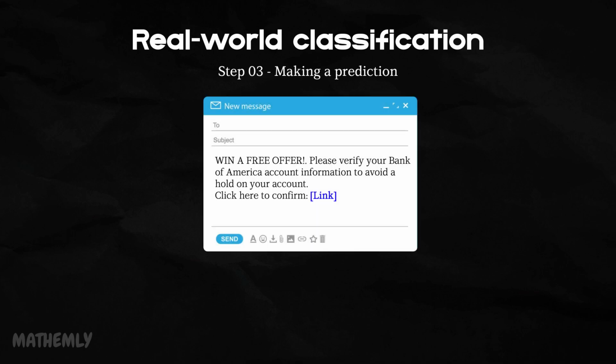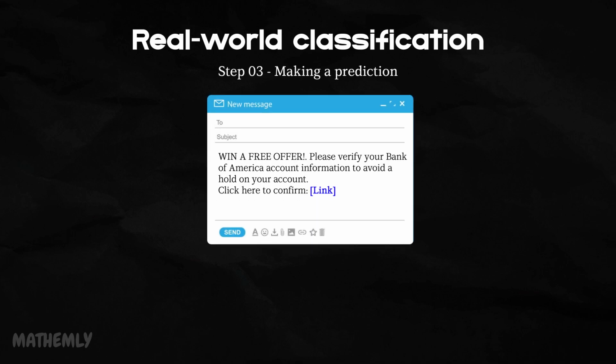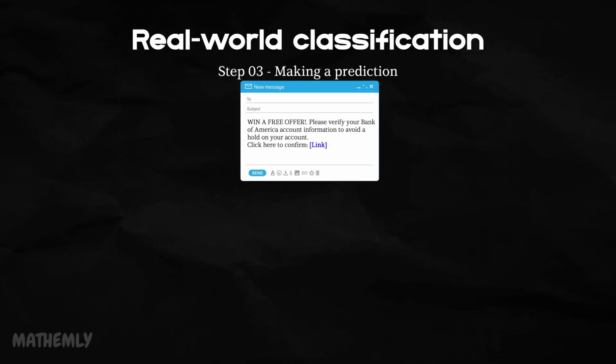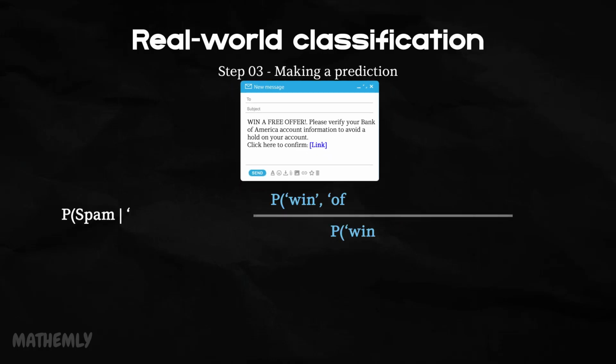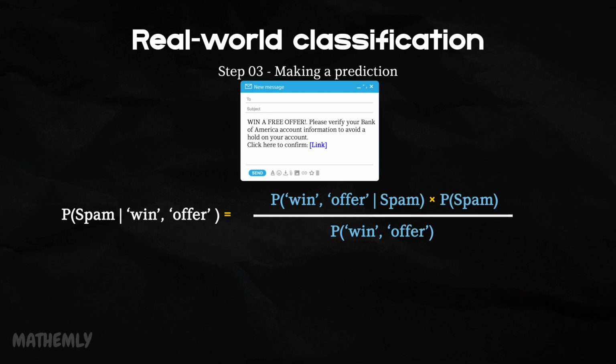Step 3. Making a prediction. Suppose you receive a new email containing the words win and offer. Now let's classify it as spam or not spam using the Bayes theorem. To predict whether the email is spam or not, we will apply the Bayes rule.